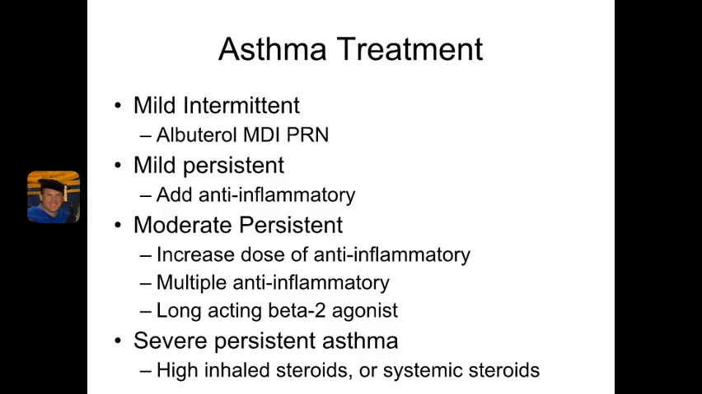The key is, if a patient is anything above mild intermittent, no matter what drugs they're on, they're undertreated. So if a patient is mild persistent, they're undertreated. We need to increase the dose of something or add a new drug so that we can get them back down to mild intermittent.